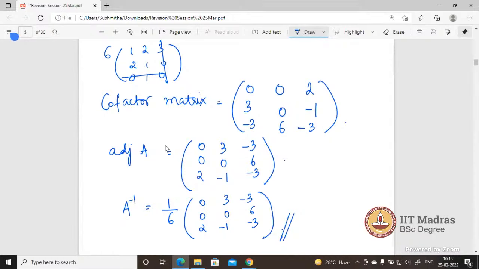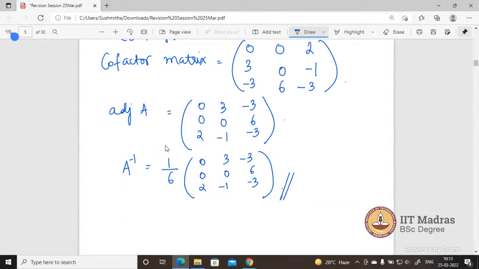So is it clear how we find the inverse? Yes, ma'am. Can we multiply this matrix? When we multiply this by 1 by 6, will every element be divided by 6, or only one row? No, every element will get divided by 6. It's scalar multiplication. This is the inverse.